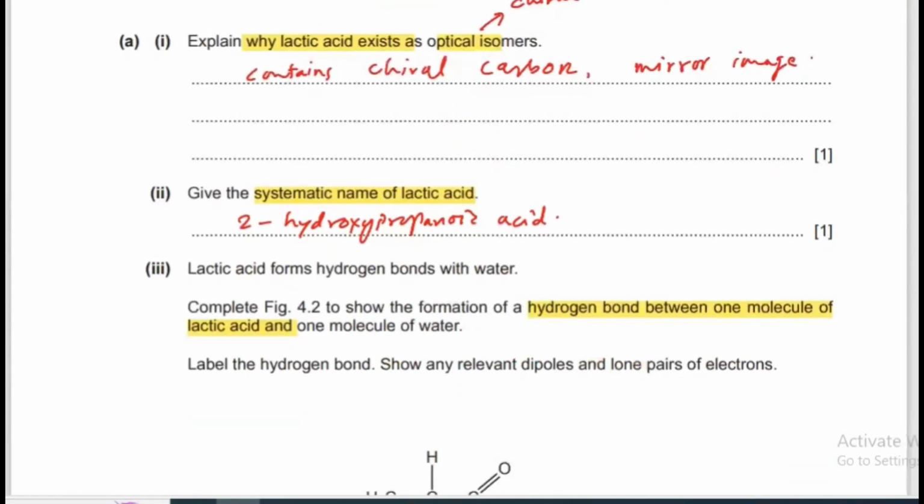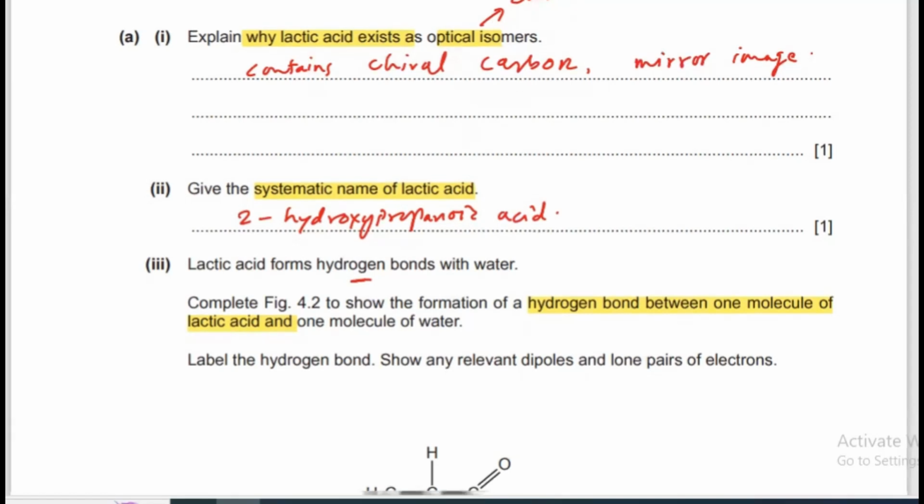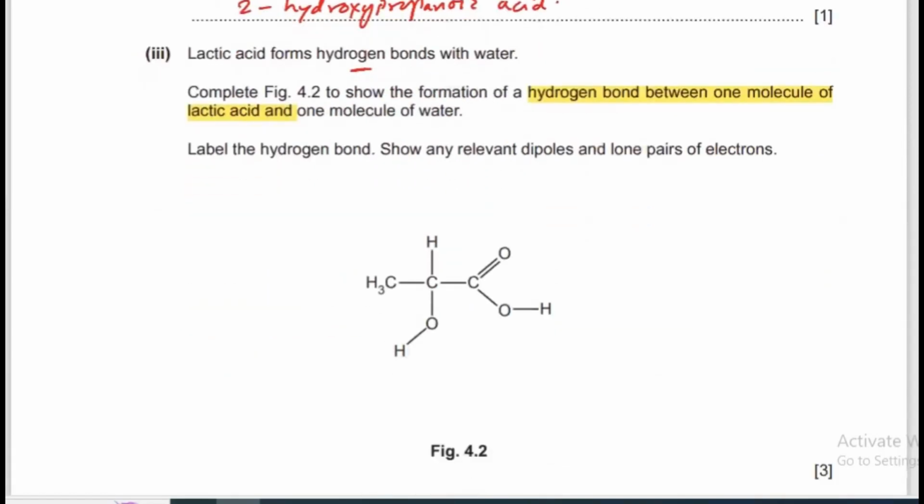Then the next part: lactic acid forms hydrogen bonds with the water. Complete figure 4.2 to show the formation of hydrogen bonds between 1 molecule of lactic acid and 1 molecule of water. As we can see, for hydrogen bonding, hydrogen must be attached to a more electronegative atom like fluorine, oxygen, or nitrogen. Hydrogen must be attached to the more electronegative atom.